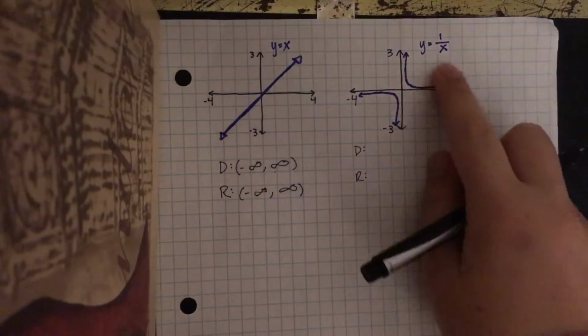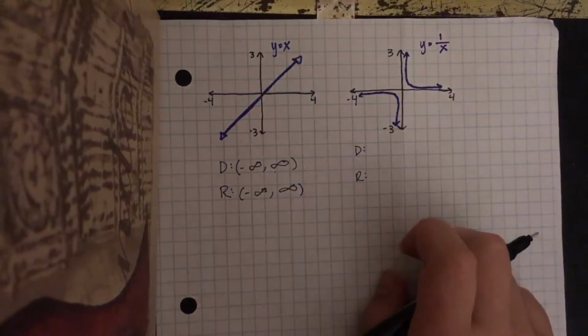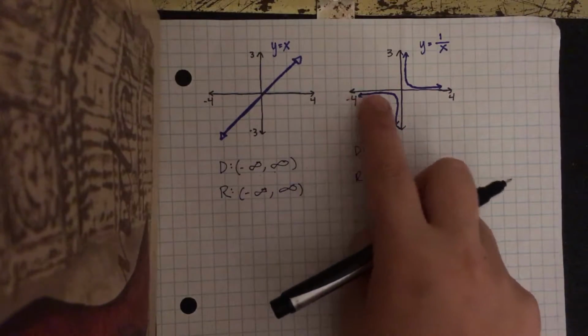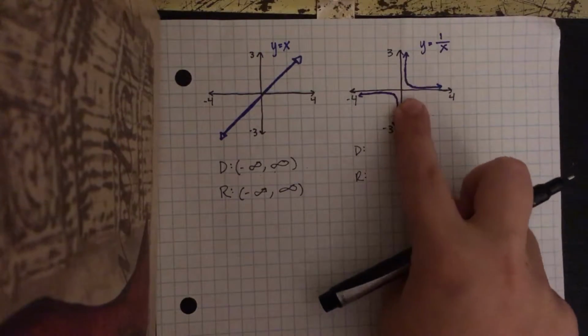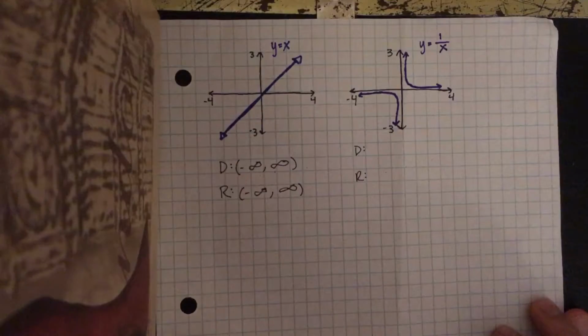Now for this function, y equals 1 over x, we get a little bit different feedback. So we see that our negative x values can keep going here, and they can keep going here, but they don't exactly reach 0. There's a vertical asymptote and a horizontal asymptote here.